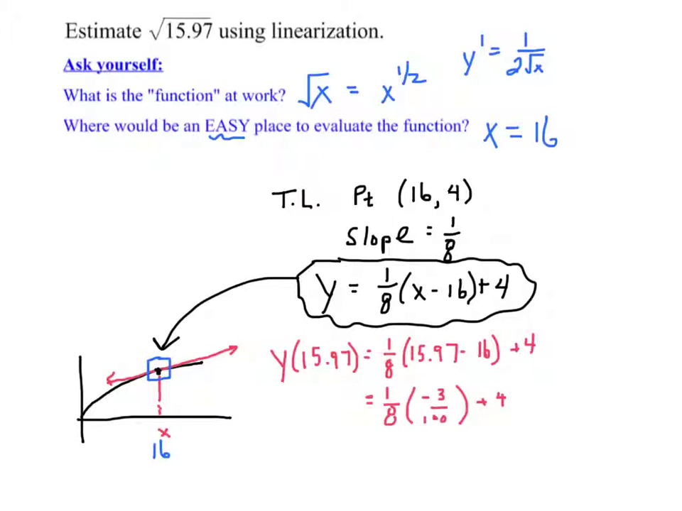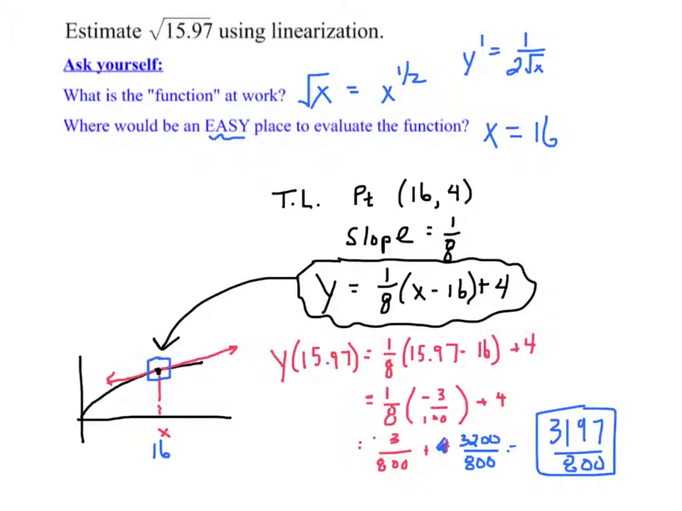So 1/8 multiplied by negative 3/100ths is negative 3/800ths plus 4. Well, I could rewrite the 4 here as 3,200 over 800, so we have a common denominator. So I add them together, and I get 3,197 over 800. Now, I would encourage you to type this into your calculator and also type in the square root of 15.97 and see how close they are.